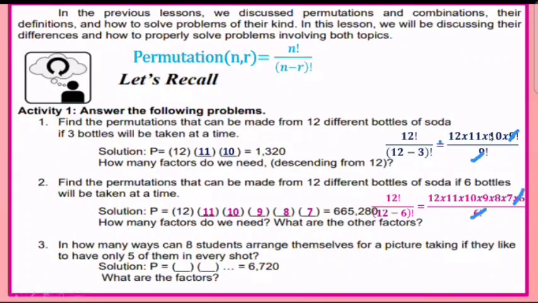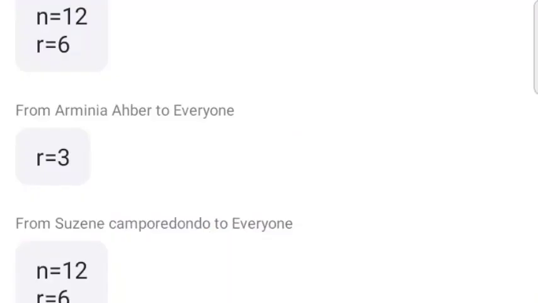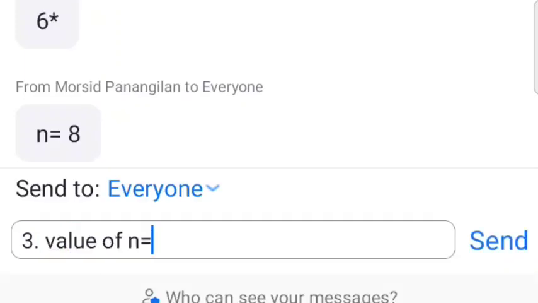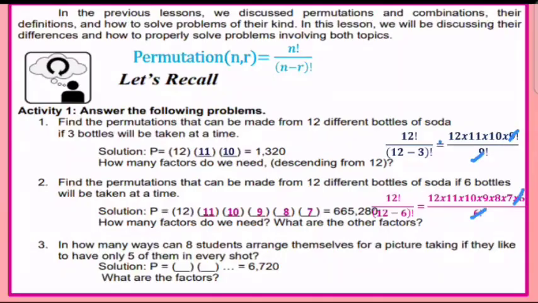But our number 3 question. In how many ways can 8 students arrange themselves for picture taking if they like to have only 5 of them in every shot? Paki-chat nga po sa ating chat box ang value ni n and r po. Pakichat nga po kung naiintindihan ba ninyo talaga. Oh, very good. Let's see kung tama po ba yung guess ninyo.